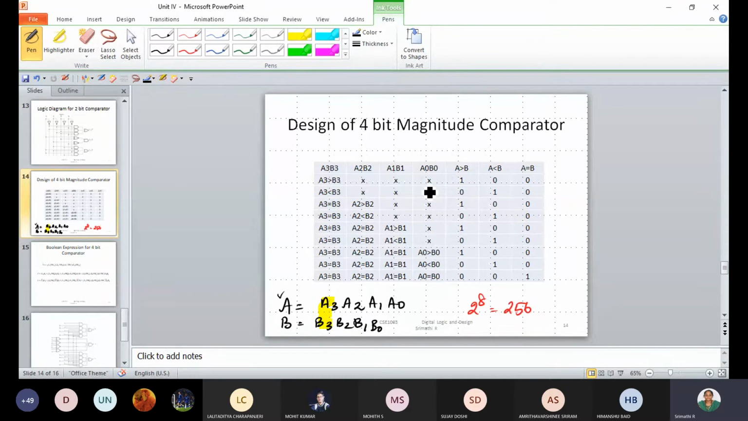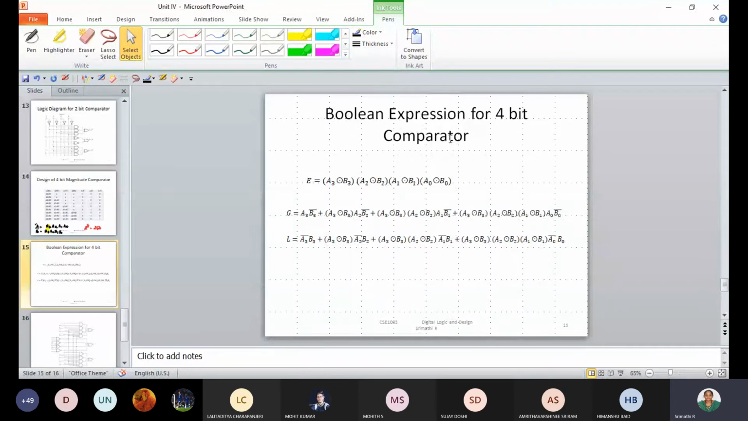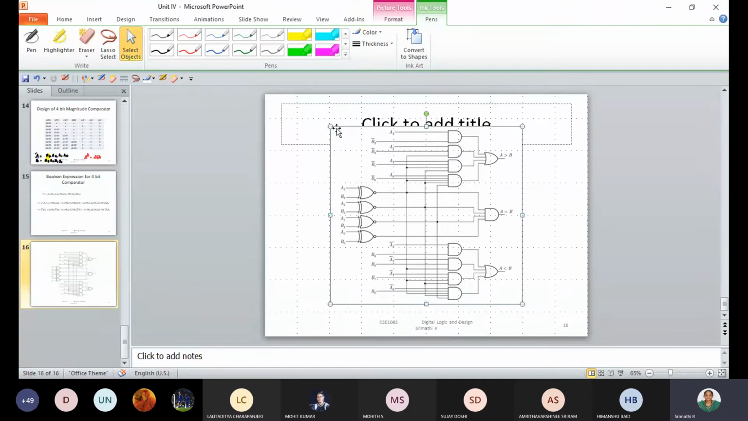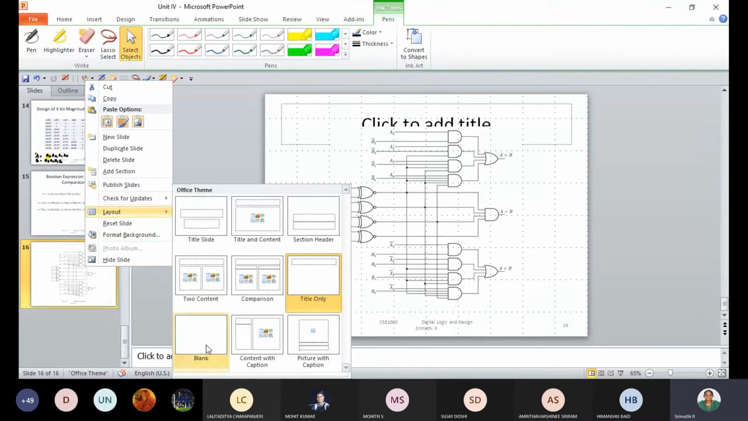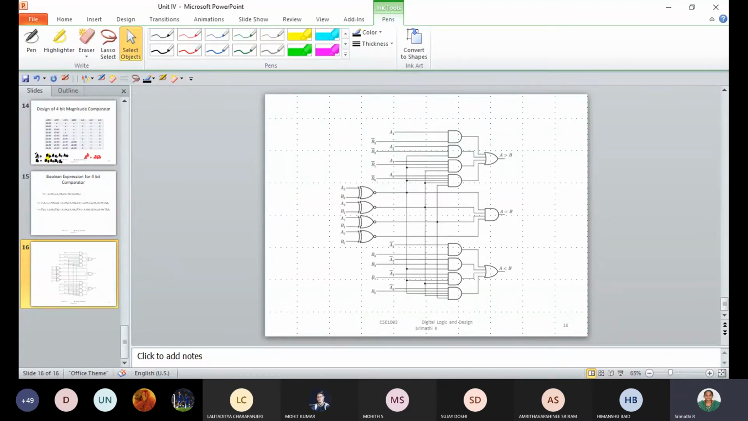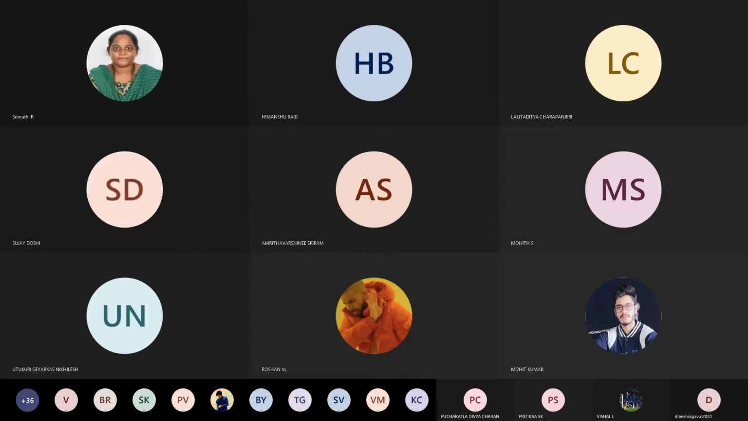To implement this, you can derive the logical expression directly from this by using Boolean laws. It can be simplified, and this is your logical expression. You can implement it by using your logic gates. Otherwise, you can use the device 74HC85. Please hold, I'll share one more.